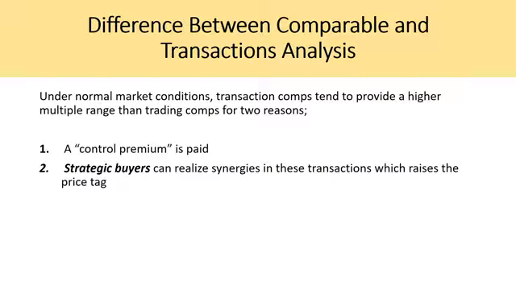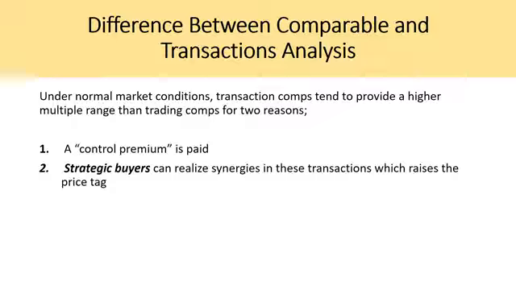Okay? Now, under normal market conditions, transaction comps tend to provide a higher multiple range than trading comps for two main reasons. One, a control premium is paid because at the end of the day, you're acquiring a business versus in the comparable companies analysis, you're only considering the current market value of the company. And two, strategic buyers can realize synergies in these transactions, which raises the price tag.